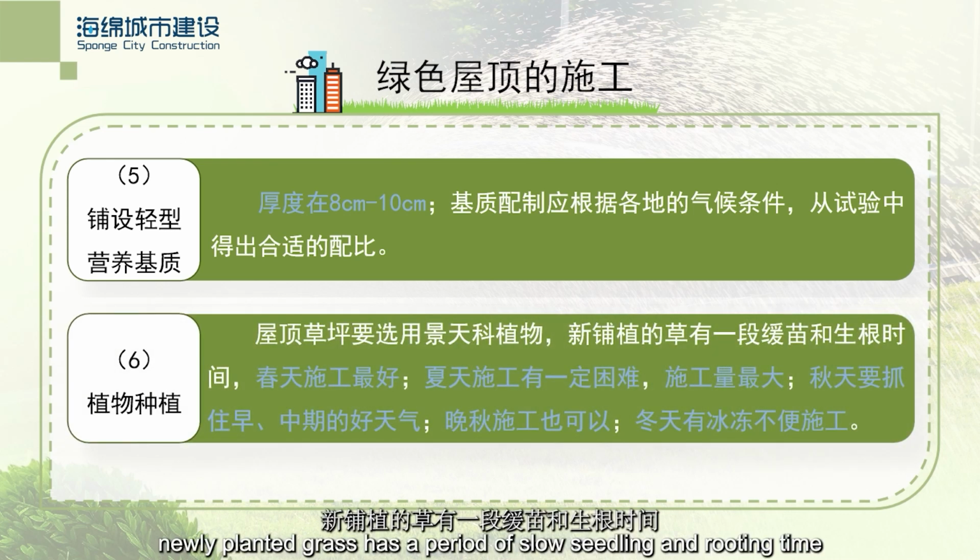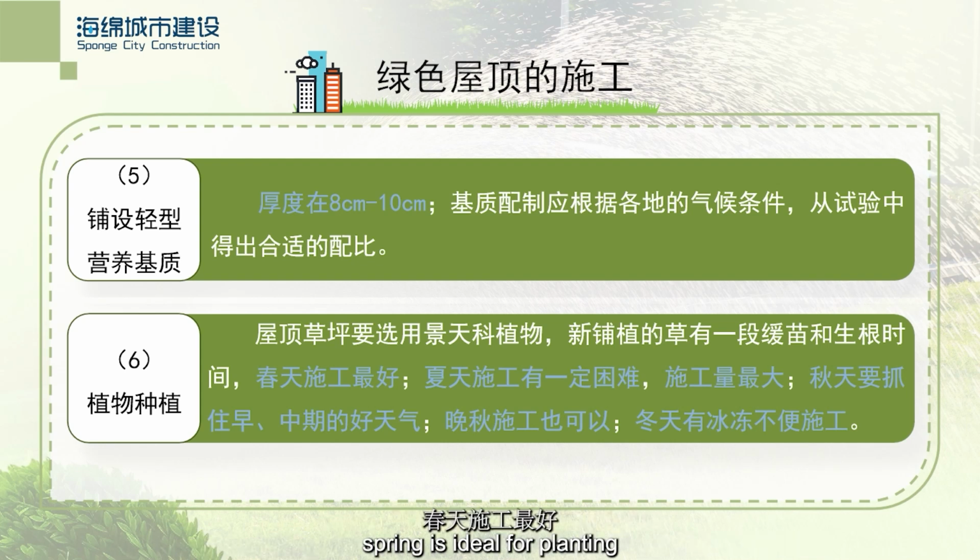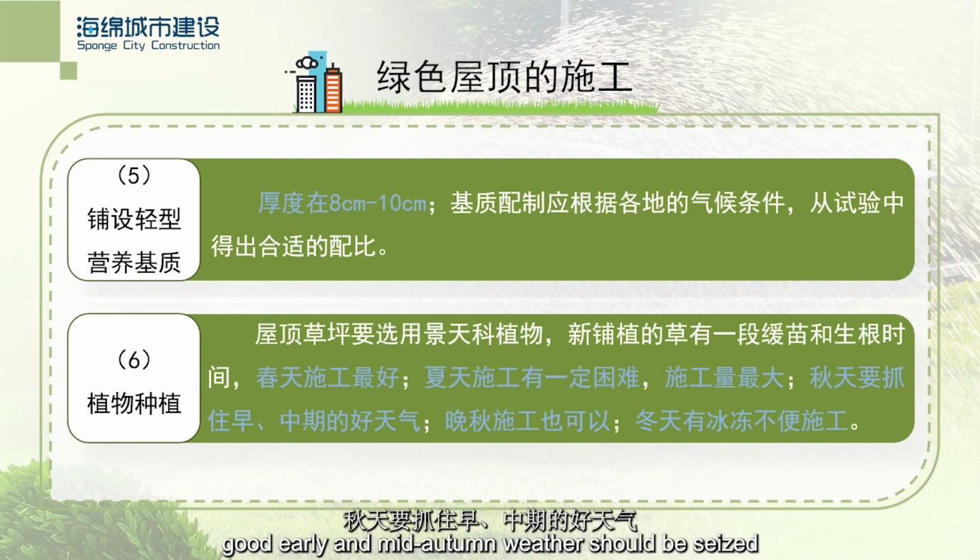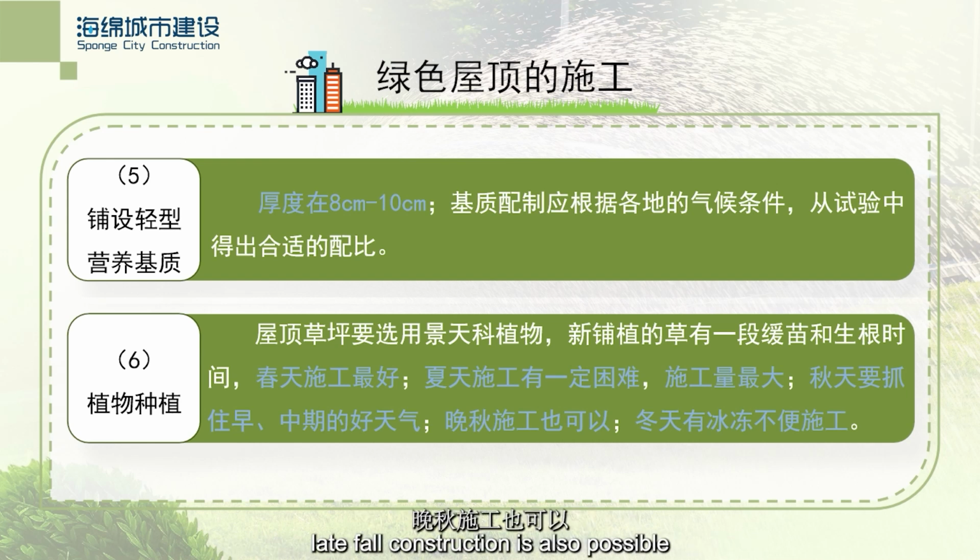Newly planted grass has a period of slow seedling and rooting time. Spring is ideal for planting. Summer is challenging, and the construction volume is the largest. Good early and mid-autumn weather should be seized. Late fall construction is also possible, and winter may have limitations due to frost.